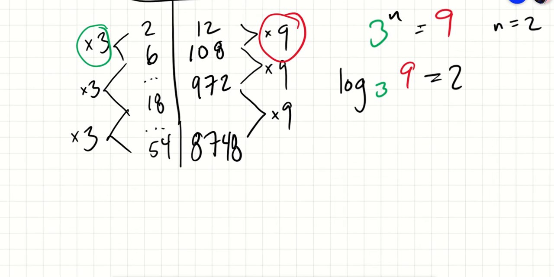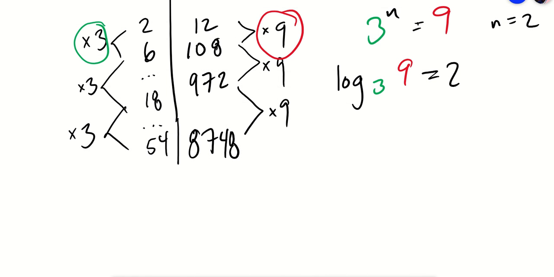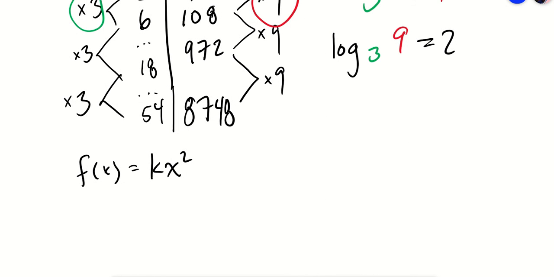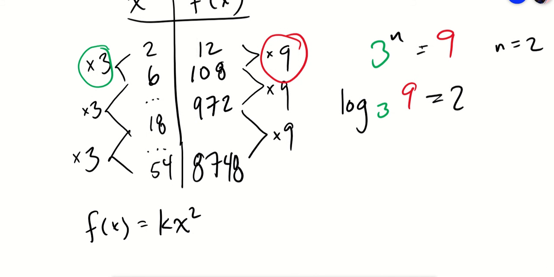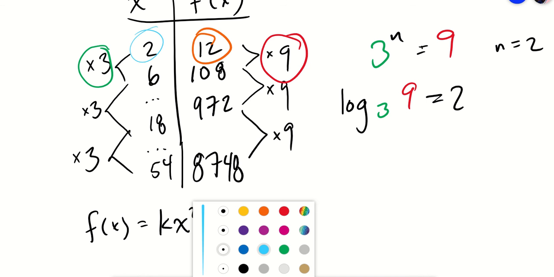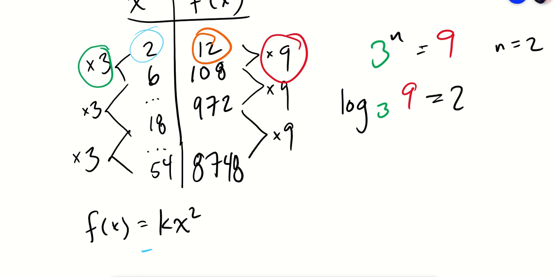So we're halfway to our equation. We've got f of x equals kx to the power of 2. So now we just need to solve for k. We can do that by plugging in one of the points here. So let's use 2 and 12. Then 2 will be our x value, and we'll have f of x, which is 12, equals k times 2 squared. So that's where those values come from.